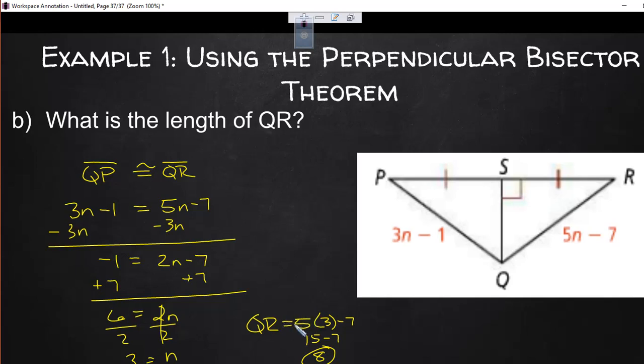Plug it back in for QR. That's 5 times 3 minus 7. That's 15 minus 7, which gives us 8. So you can always double check it by plugging it over here. 3 times 3 is 9, minus 1 is 8.